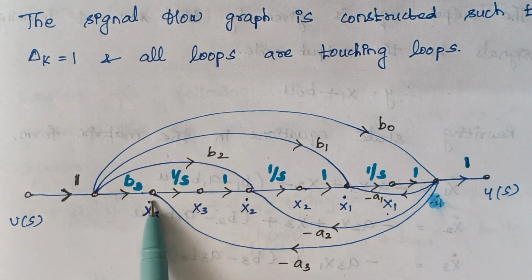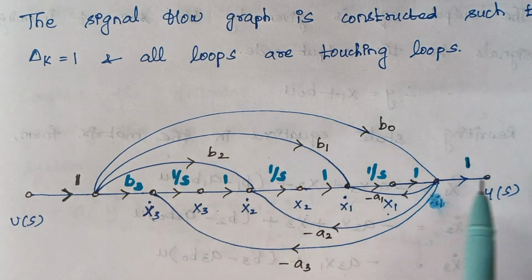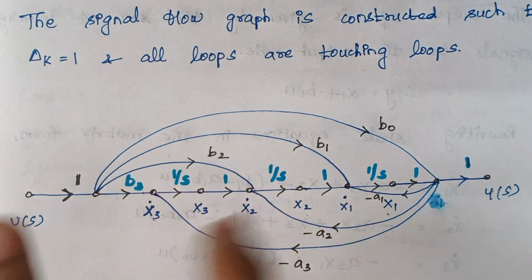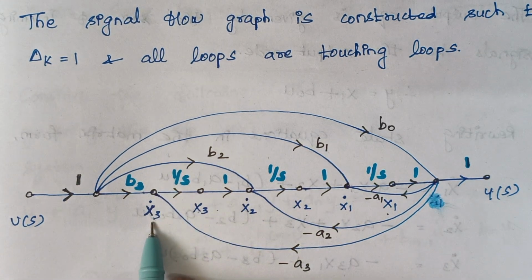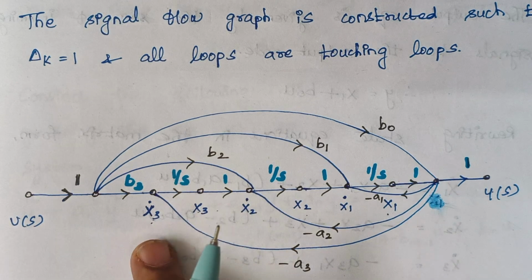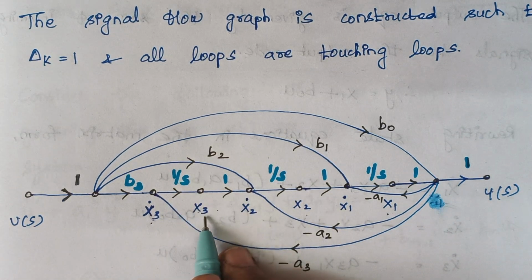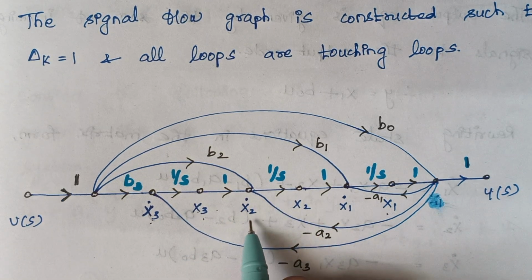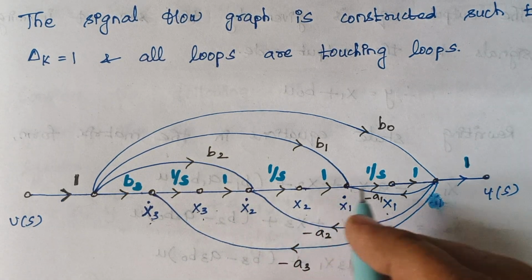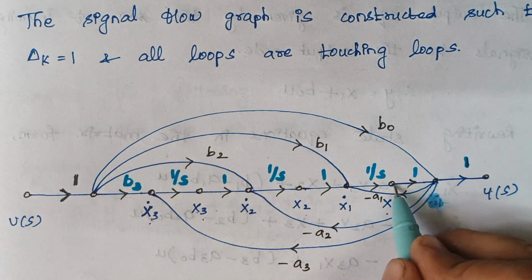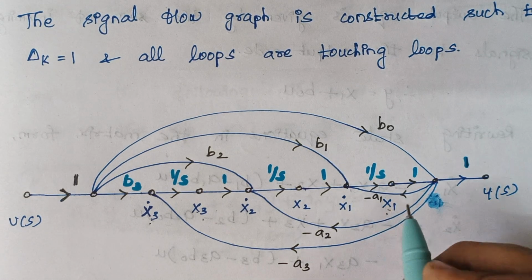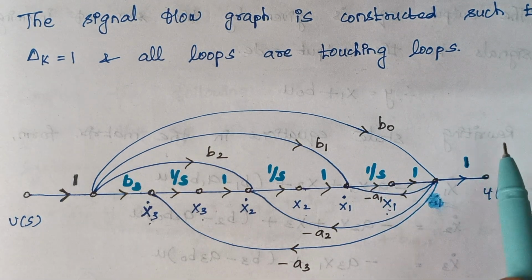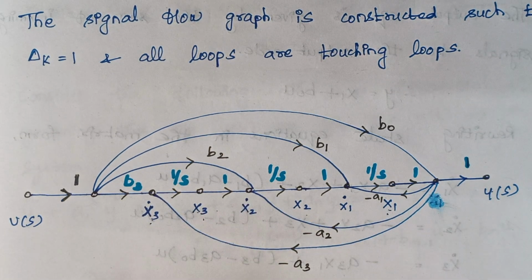Next thing is, as usual, you leave this as u of s and this as y of s, and these two nodes we should not mention anything, right? Just leave it. And here you start with x3 dot. When it is integrated, the integration is given as 1 by s, we will be getting x3, right? And the next thing is x2 dot, and when x2 dot is integrated, we will be getting x2, and when x1 dot is integrated, we will be getting x1, right? So whenever integration is done, here we will be having 1 by s. So first finish these things, right?